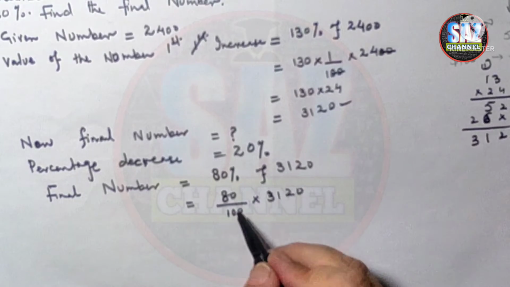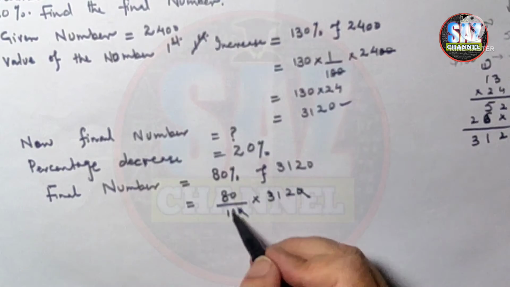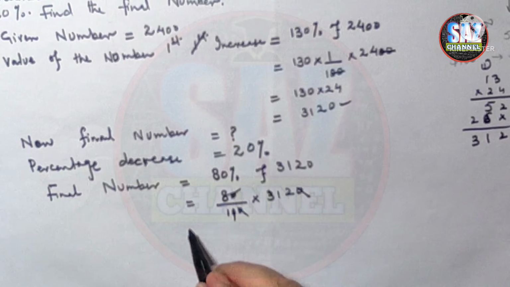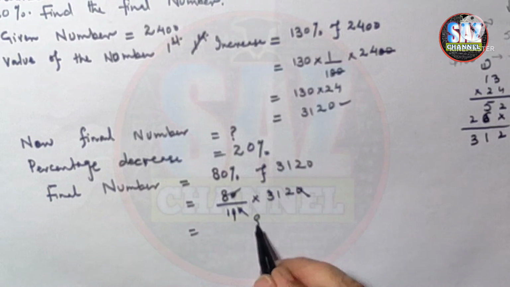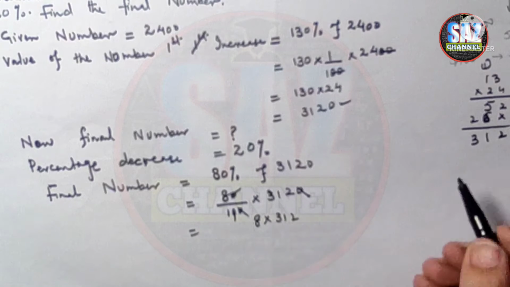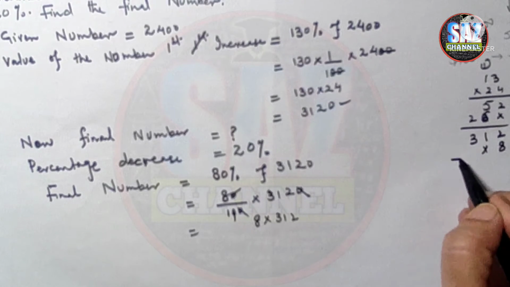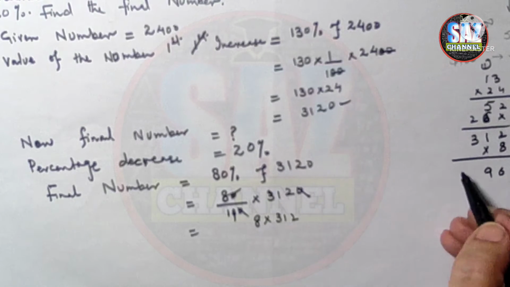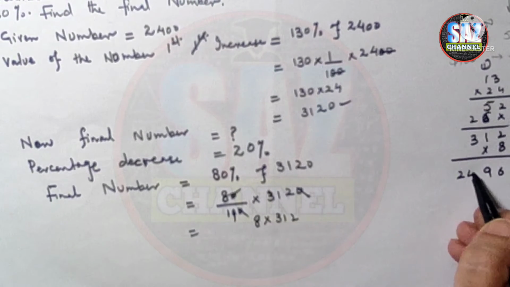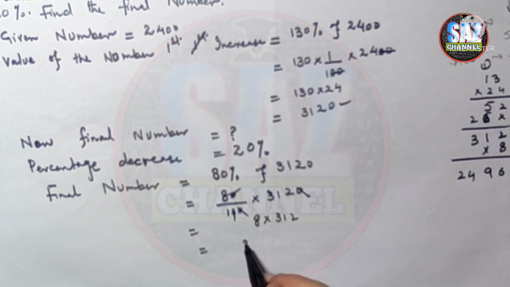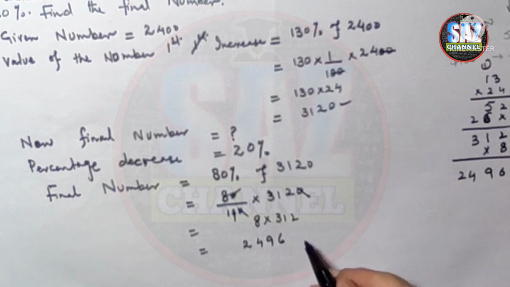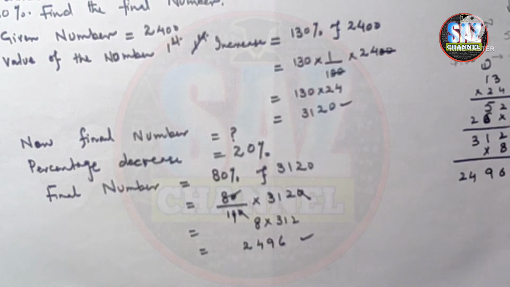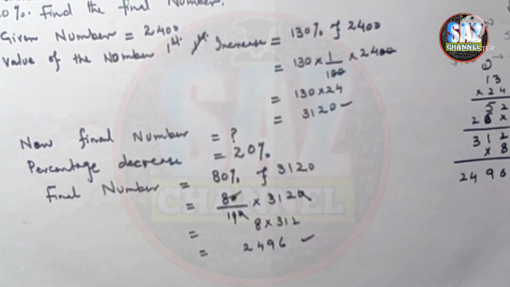Okay, now look, 0 goes with 0, and this 0 also goes, and I am left with 8 multiplied by 312. 312 multiplied by 8: 8 2s are 16, 8 1s are 8 and 1 is 9, 12 8s are 96, and 8 3s are 24. So this is 2496. So 2496 is the number after the final decrease of 20%. And moving to the next question.